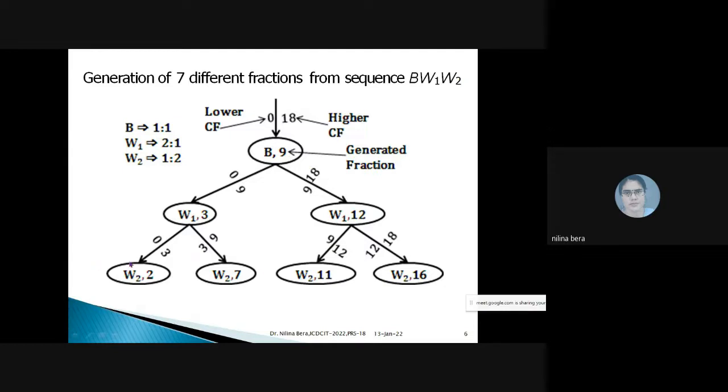Now for the final leaf nodes, with my buffer 0 and the second intermediate 3, I am getting 2, following the mix and split operation with the weighted step 1 is to 2. So I am getting altogether 7 different fractions.